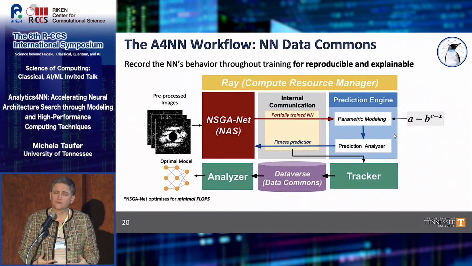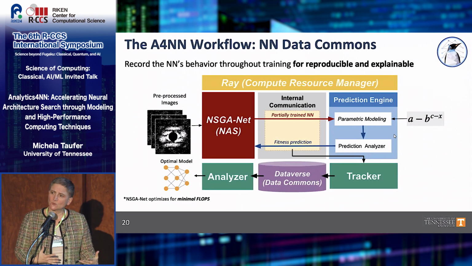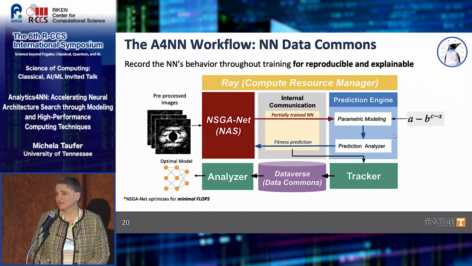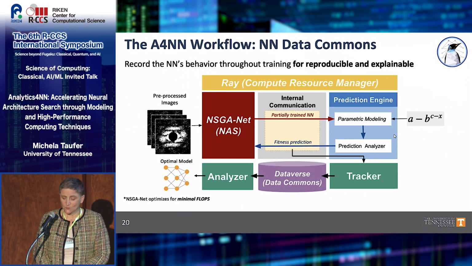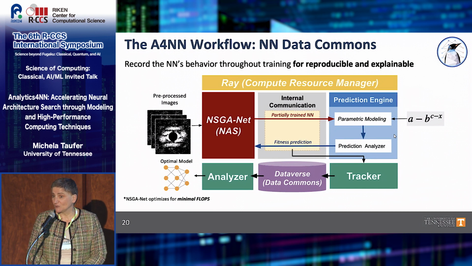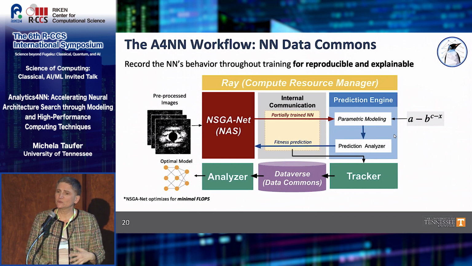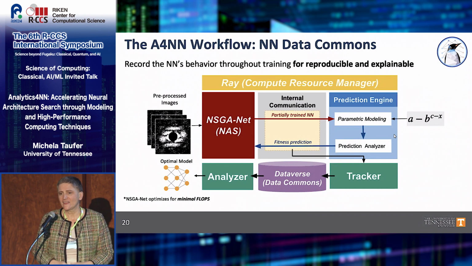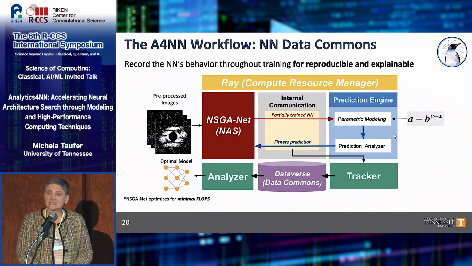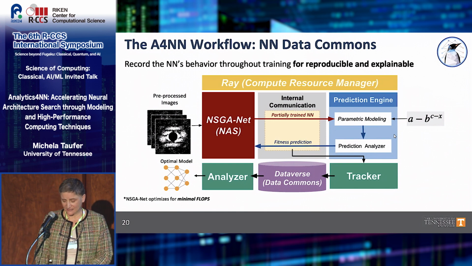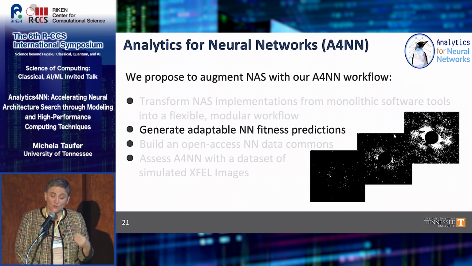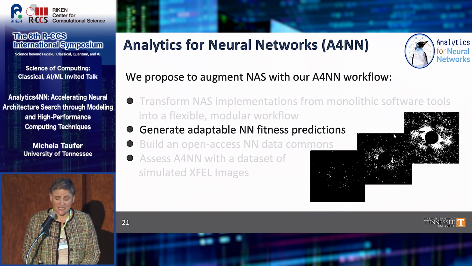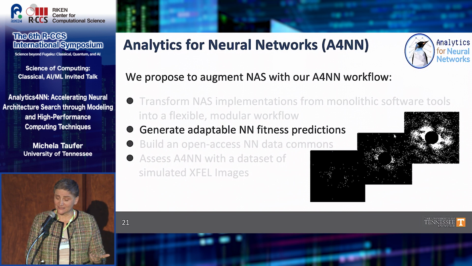Now, in the context of explaining what is going on inside the training, we are committed in our workflow to capture the model as it evolves from epoch to epoch and save that information into what we call a neural network commons, which means it's not just the architecture, but we want to save all the metadata that allow us to analyze and reason about why a model is better than another. So I want to focus on the generation of these adaptable neural network fitness predictions, and tell you a little bit more about how we are addressing that challenge.